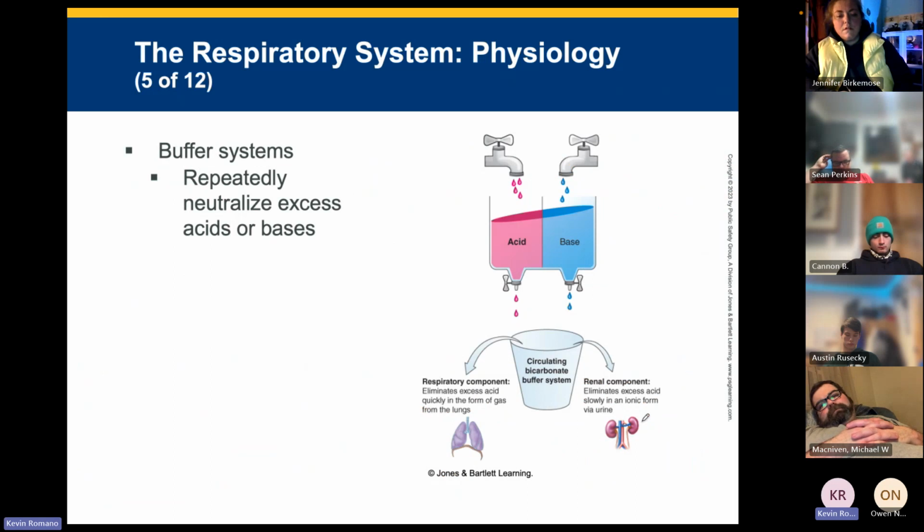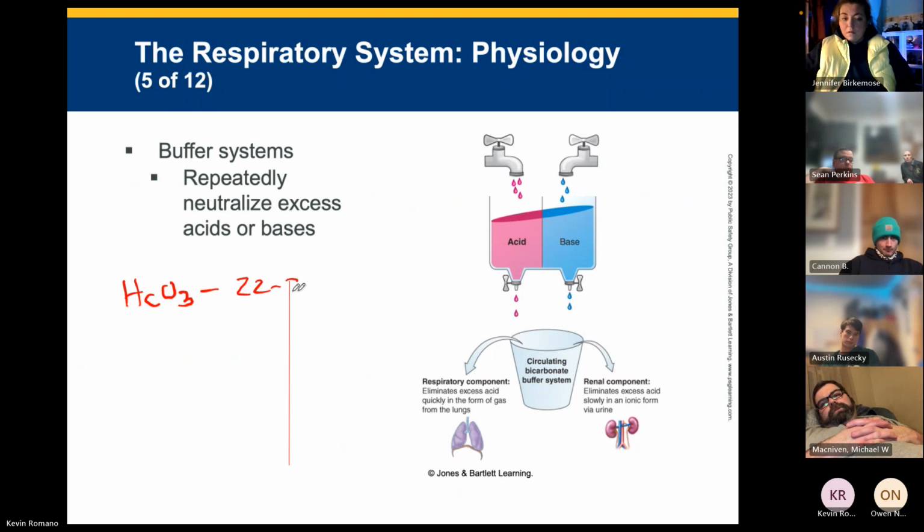All right. So the buffer system is a compound that repeatedly neutralizes the excess acids or bases. Buffers absorb hydrogen ions when they are in excess and donate hydrogen ions when they are depleted. This is what we call bicarb. Another name for it is HCO3. That's bicarb. Our normal range is 22 to 26.